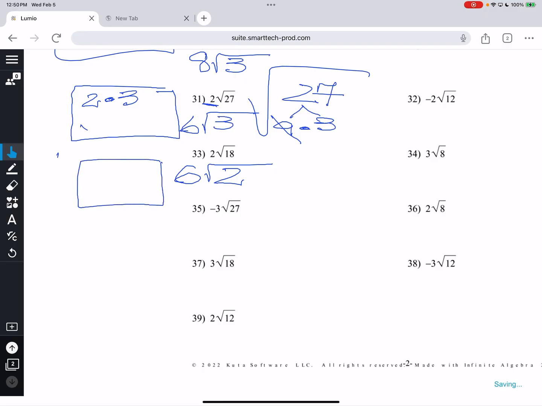All right, so we draw our play box. And we already have a 2 because it was outside. And then we break down 18 into what 2 numbers? 9 and 2. Are either of those perfect squares? 9 comes out as a 3. 2 is not breakdownable, so it's left behind in the radical. 2 times 3 is 6.